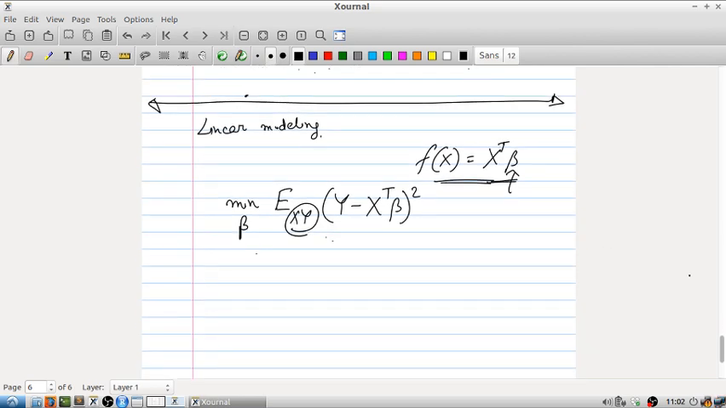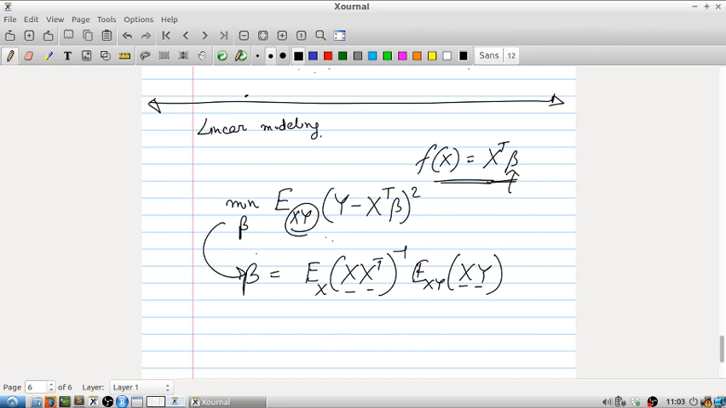But it so happens that you can minimize this as a function of the joint distribution, which is as follows. So let me write that expression first and then we can discuss it. There is the expectation of x x transpose, inverse, times the expectation of x y. See, all these are input variables and output variable. Okay, so if you actually minimize this, you get this.